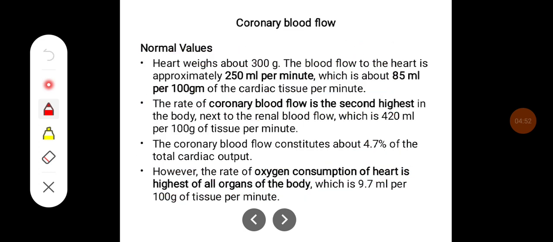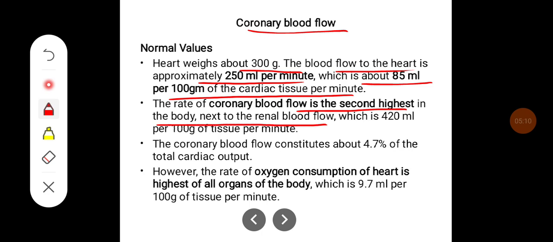Coronary blood flow. The heart weighs about 300 grams. The blood flow to the heart is approximately 200 ml per minute, which is about 85 ml per 100 gram of the cardiac tissue per minute. The rate of coronary blood flow is the second highest in the body next to the renal blood flow, which is around 420 ml per 100 gram of the tissue per minute.